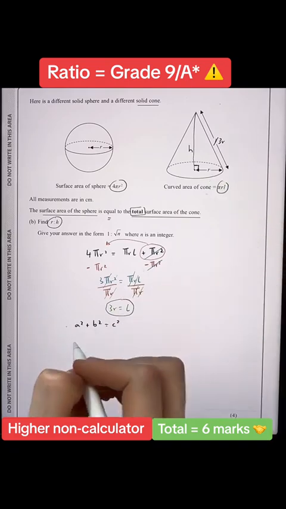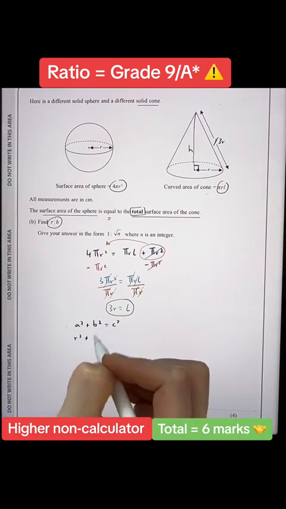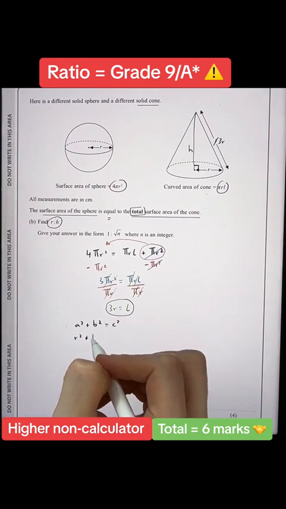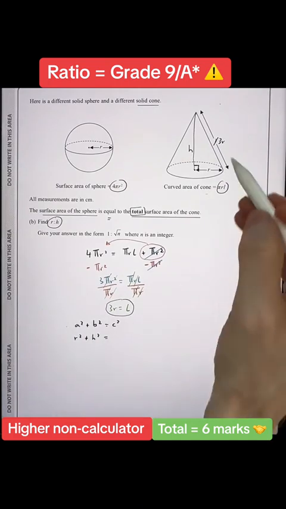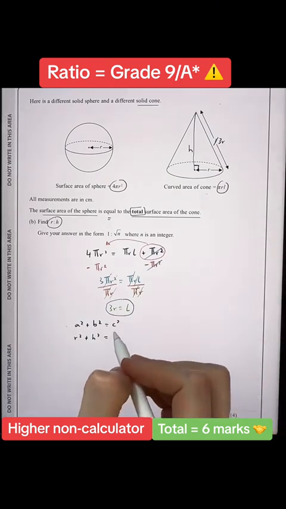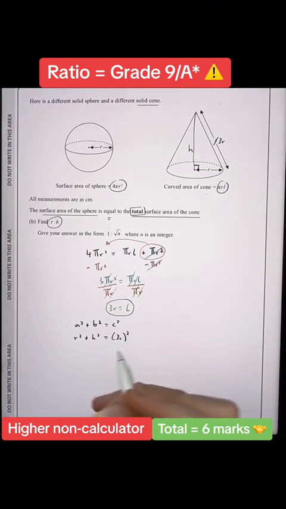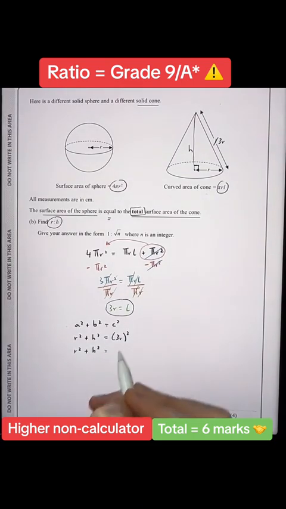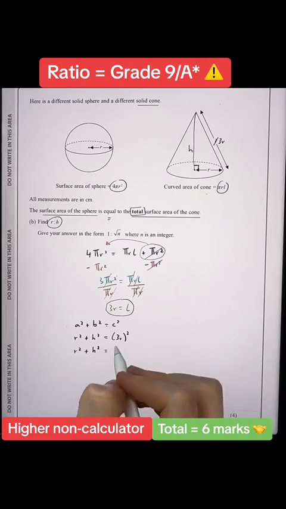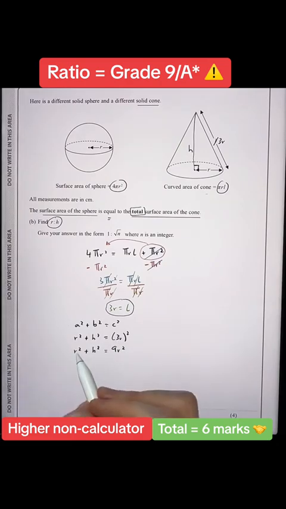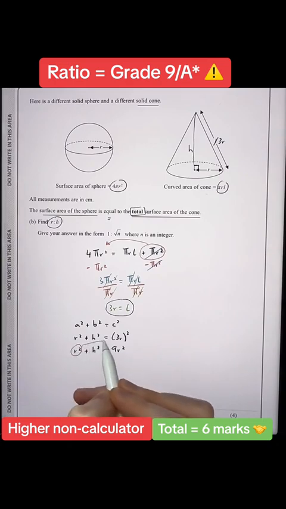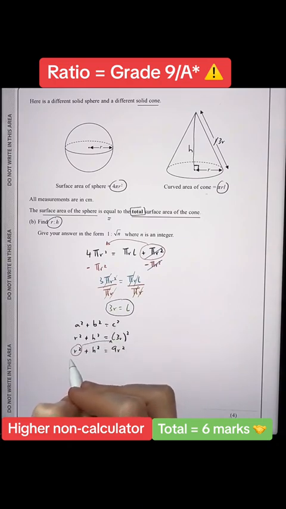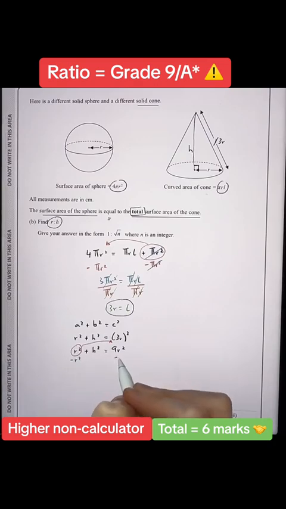Here, a for me is r, so a squared would be r squared, plus b for me is h, so b squared would be h squared, equals c for me is 3r, so c squared will be 3r, in brackets, all squared. Leaving the left-hand side alone, I've got r squared plus h squared. Expanding the right-hand side, 3r in brackets squared will give us 9r squared. Moving the r squared term to the right. If you move a term over an equal sign, it changes sign. So the opposite of add r squared is subtract r squared from both sides.